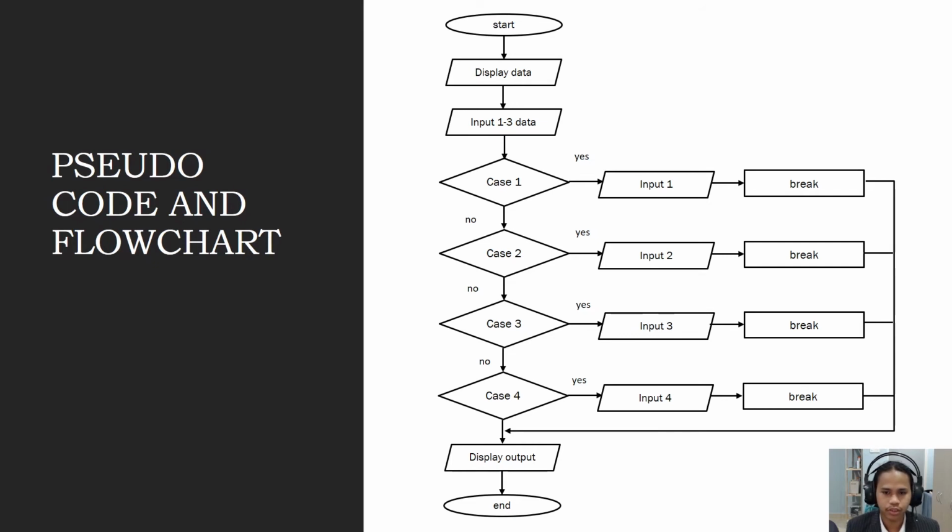If case 1 is read as true, which means the user chose case 1, they will go for input 1 and then the program will break. But if it is read as false, it will skip case 1 and go for case 2, and then it will read input 2. But if case 2 is also false, it will skip again and choose case 3 for input 3. If that is also false, then the program will go for case 4, continue to input 4, and then break. At the end, the program will display all the output and end.